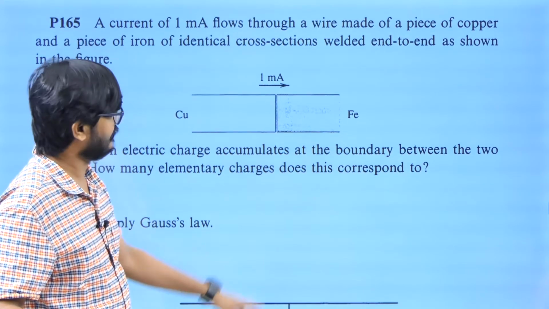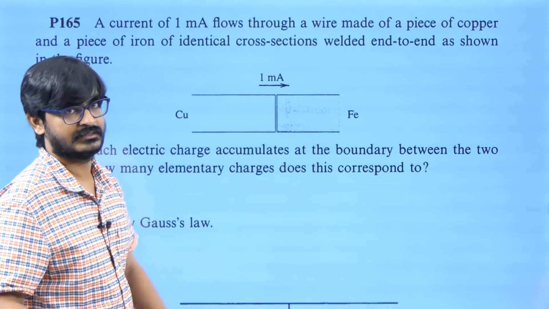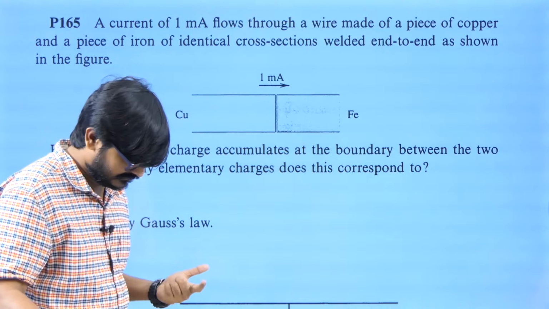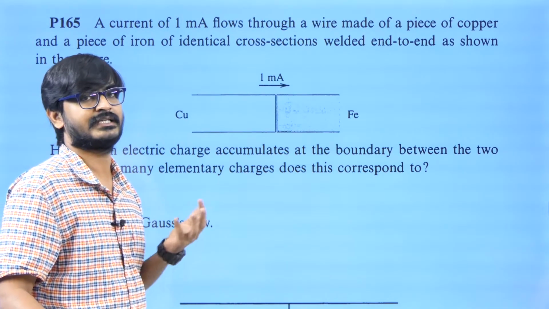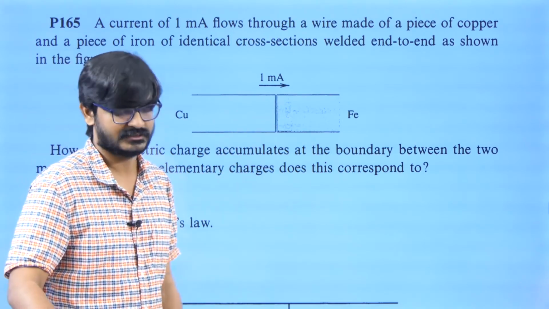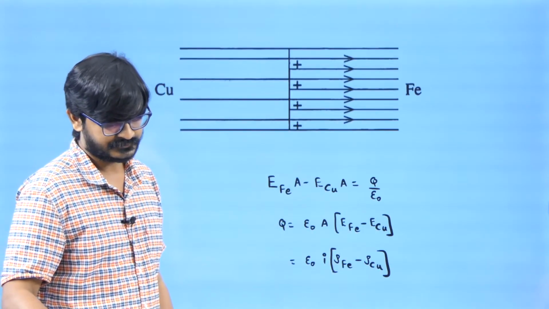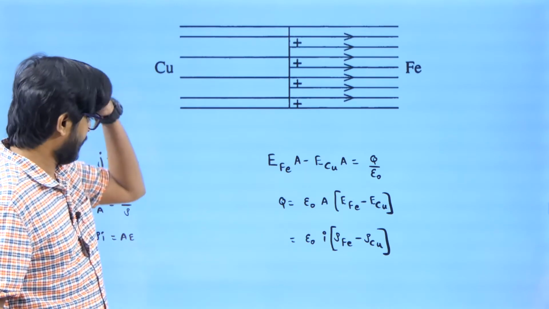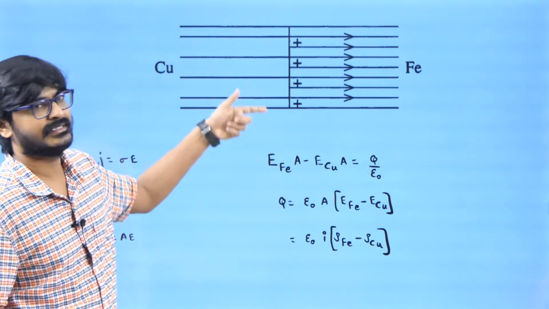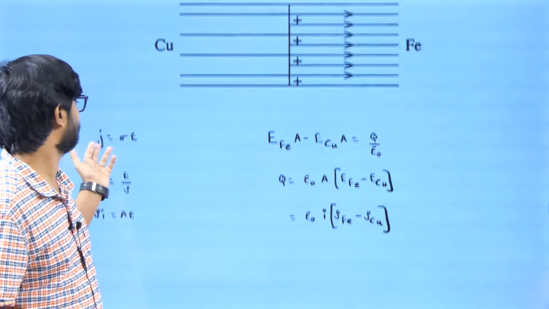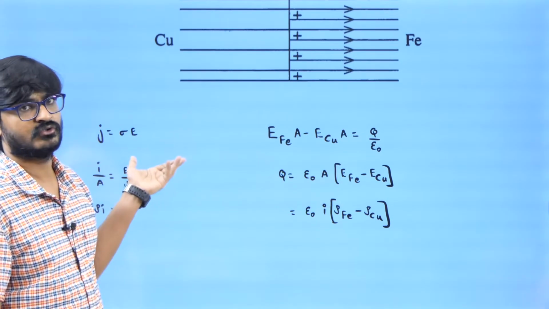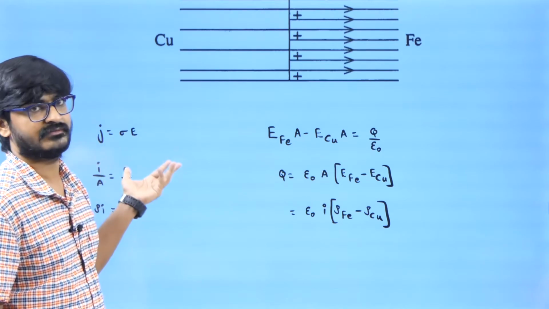Now you need to see how much charge will be accumulating here. In KCL we say there is no accumulation of charge, but here we are saying accumulation of charge happens. Anyway, we will see that. So J equals sigma E, we know, and here the current is the same in steady state and the area of cross section is the same, so J is going to be the same, and sigma is going to be different for the two materials, so E has to be different for the two materials.